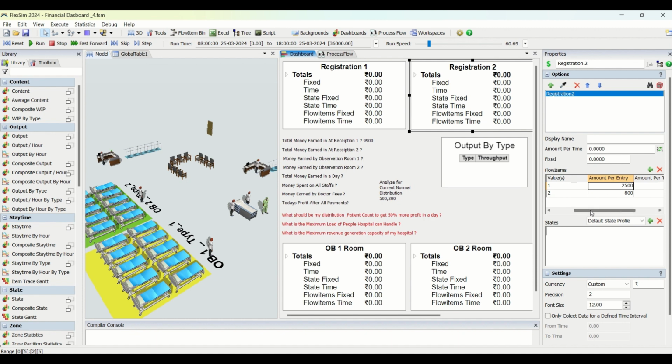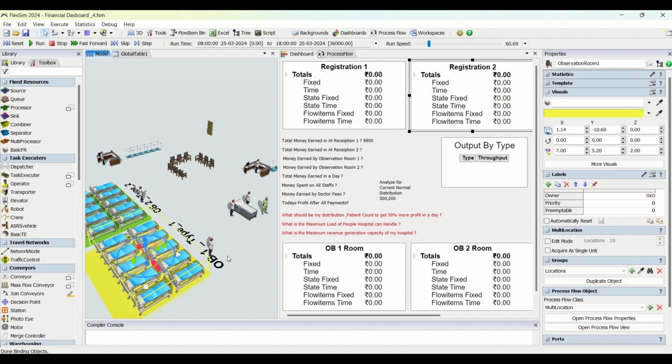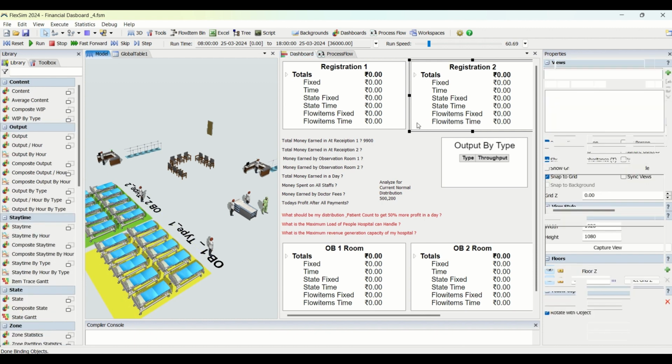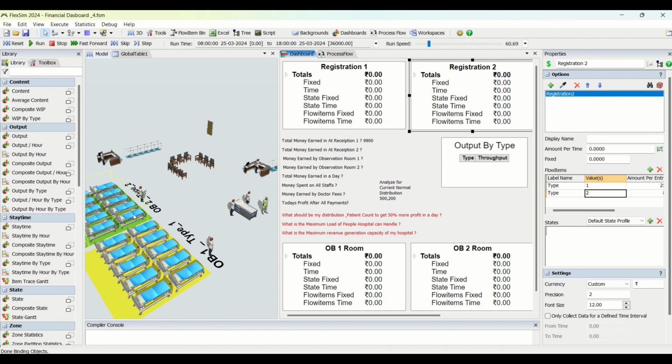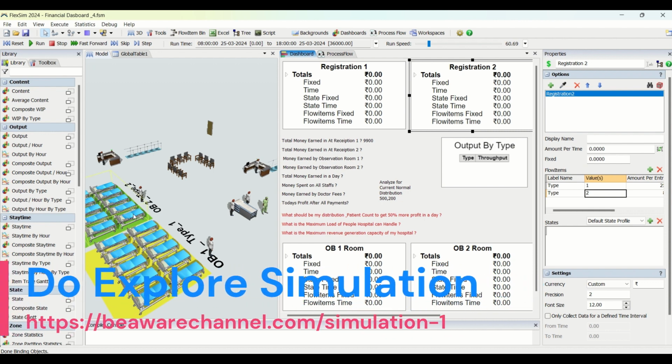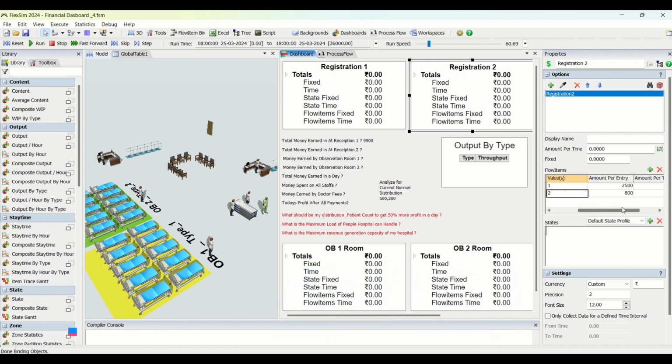So this is how. Now if you look at this, I have been charging based on type 1 and 2. So what I'm doing is I am assigning a label to a patient: if he is going to observation room 1, I will assign him a label of type 1. If he is going to observation room 2, I will assign him a label of type 2. So whichever type of person goes to reception 2, he is going to get charged for that particular amount. So you can see this is the amount we are going to charge him for every visit.